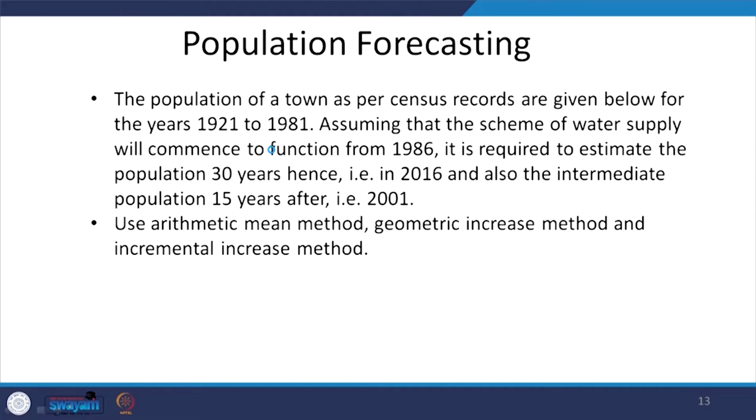So we have one particular set of data. The population of a town as per census records is available, and assuming that the scheme of water supply will start from 1986, so this is back to the future, it is required to estimate the population 30 years from then, so 2016, and also the intermediate population after 15 years. So we are now in the past, 1986, and they want to use the data from 1921 to 1981 to forecast the population at 2016 and 2001. So we are going to look at all three methods.